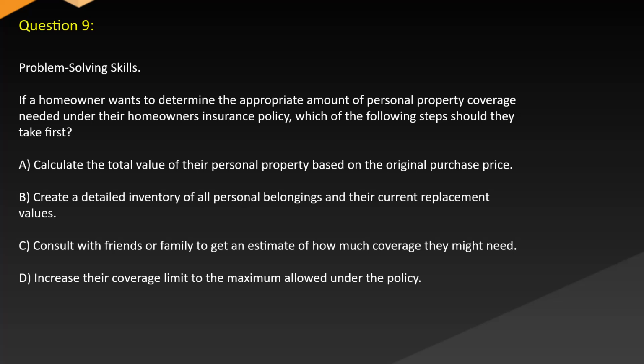Question 9. Problem-solving skills. If a homeowner wants to determine the appropriate amount of personal property coverage needed under their homeowner's insurance policy, which of the following steps should they take first? A. Calculate the total value of their personal property based on the original purchase price. B. Create a detailed inventory of all personal belongings and their current replacement values. C. Consult with friends or family to get an estimate of how much coverage they might need. D. Increase their coverage limit to the maximum allowed under the policy.